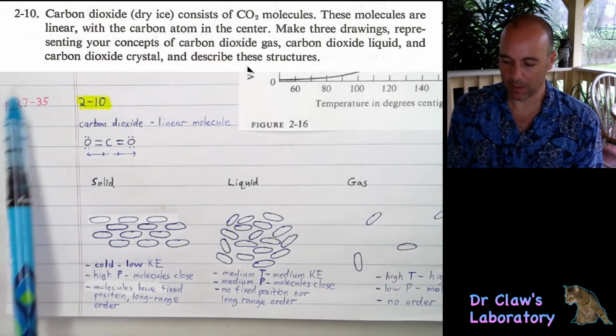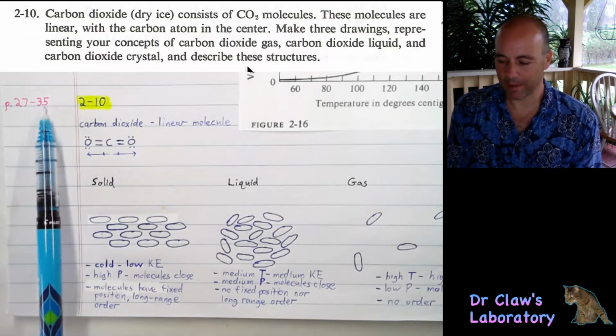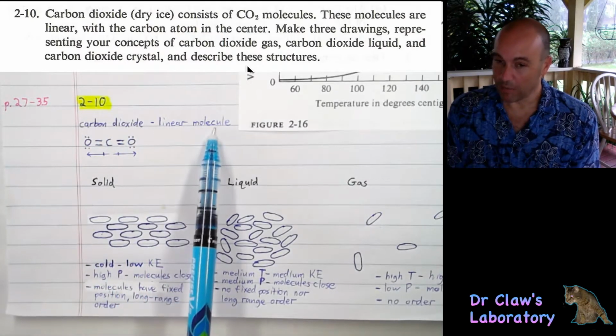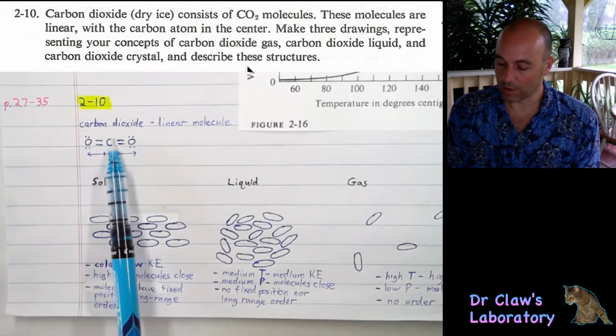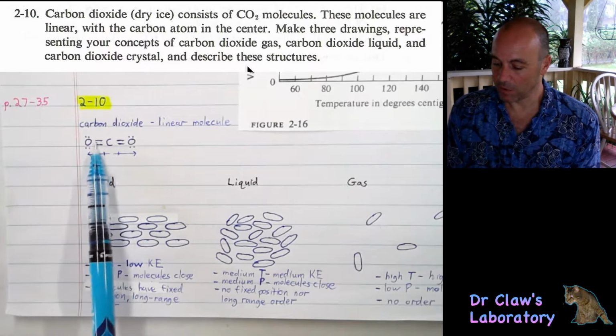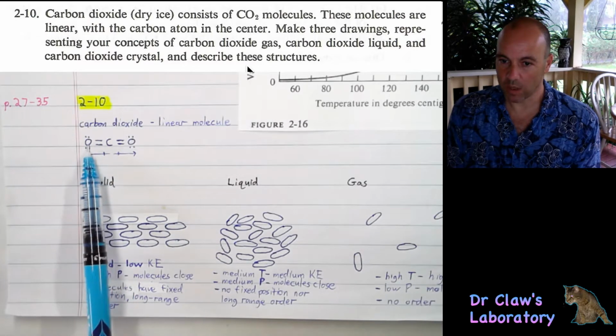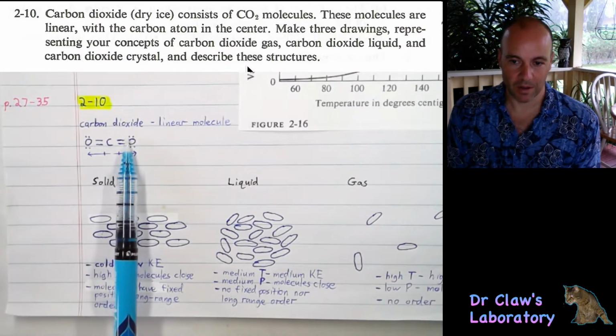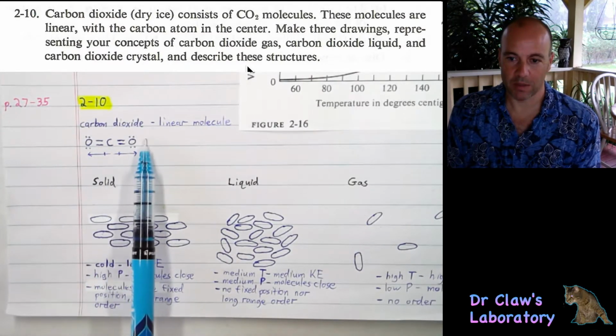Number 10, maybe you want to have a look at pages 27 to 35. We're talking about carbon dioxide. This is a linear molecule, and if you draw the Lewis structure, you'll see carbon forms a double bond with one oxygen on one side and another double bond with the other oxygen on the other side. So it's linear. You've got the central atom connected by 2 different atoms.